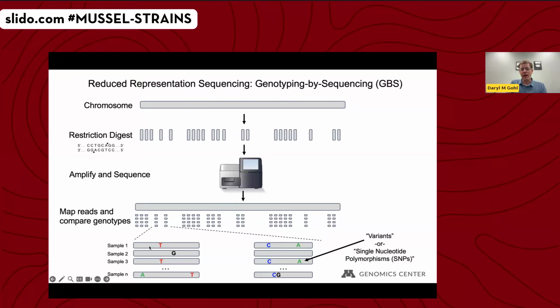What you can see from just looking at these two little regions of the genome is that sample one looks very similar. It has these three changes that are shared with sample three, whereas sample two and sample N look different. By doing this across many, many regions of the genome, you can build up an idea of how related or different any two samples are.